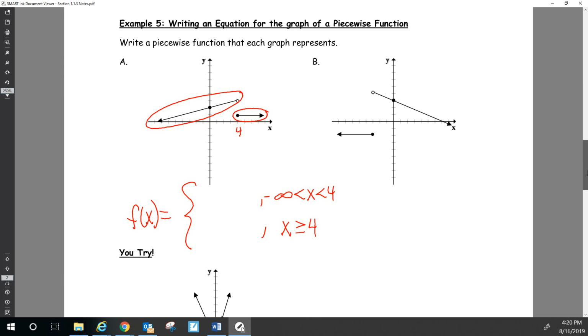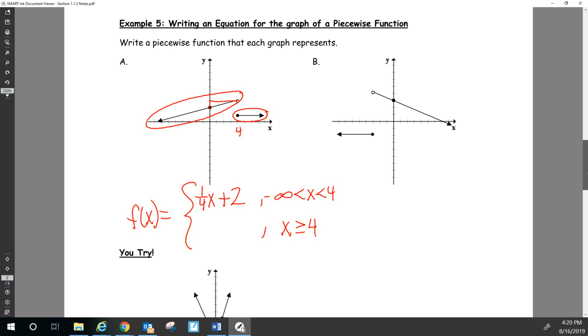So for the first piece from negative infinity to 4, let's see, what's our slope of this guy? We're going up 1 and over 4, it looks like. So my slope is going to be 1/4 x. And then my y-intercept is here at 2. So that is that piece.